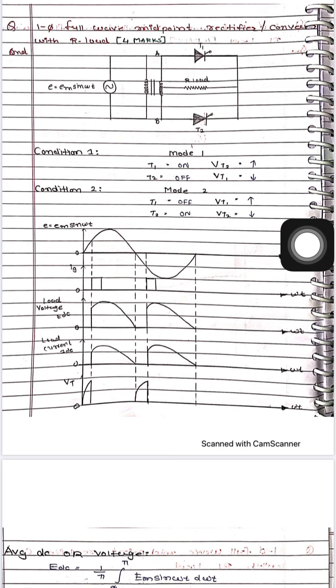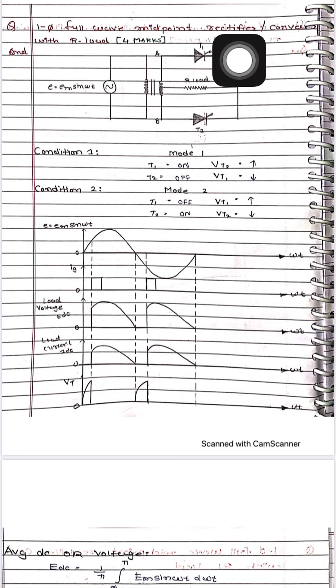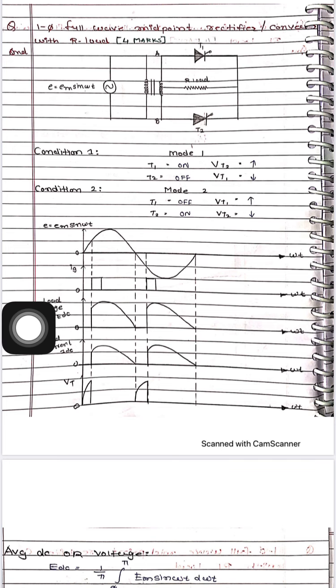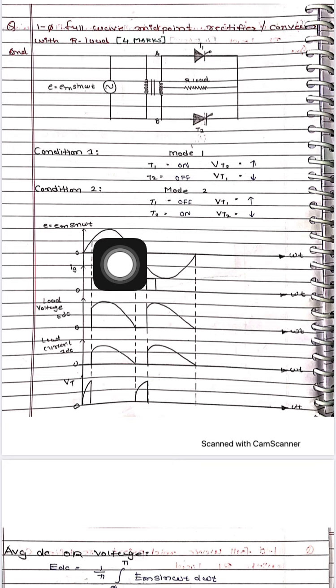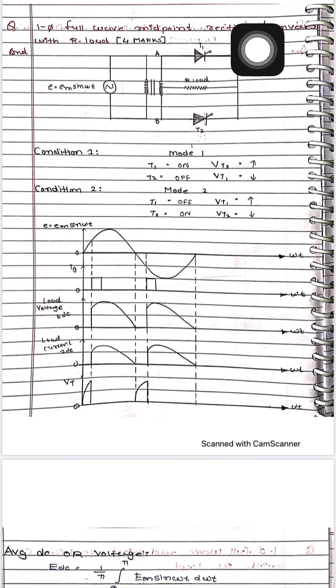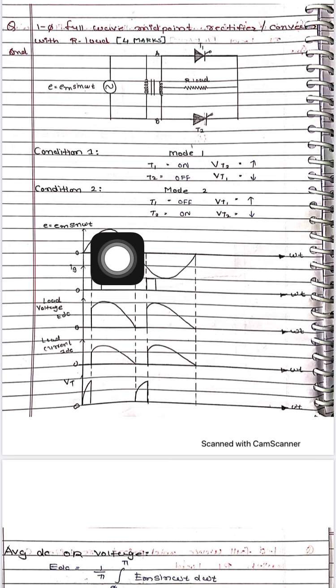In the previous case we considered alpha equal to 30 degrees. Here the firing angle is the same, but the time duration will be different. So you can see alpha is equal to 30 degrees. The second graph indicates the gate. In the previous case only the half cycle is controlled. Here both cycles are controlled because there are both switches. So alpha is equal to 30 here.